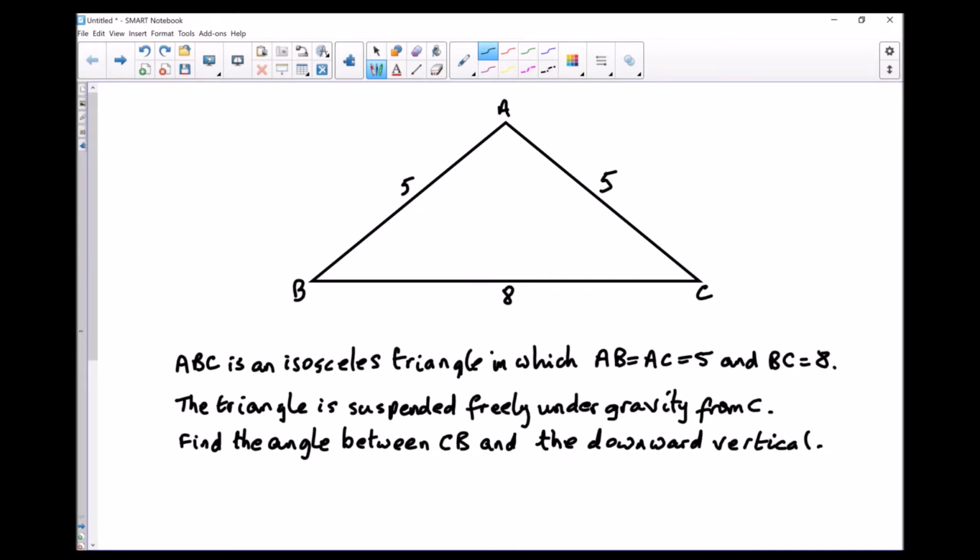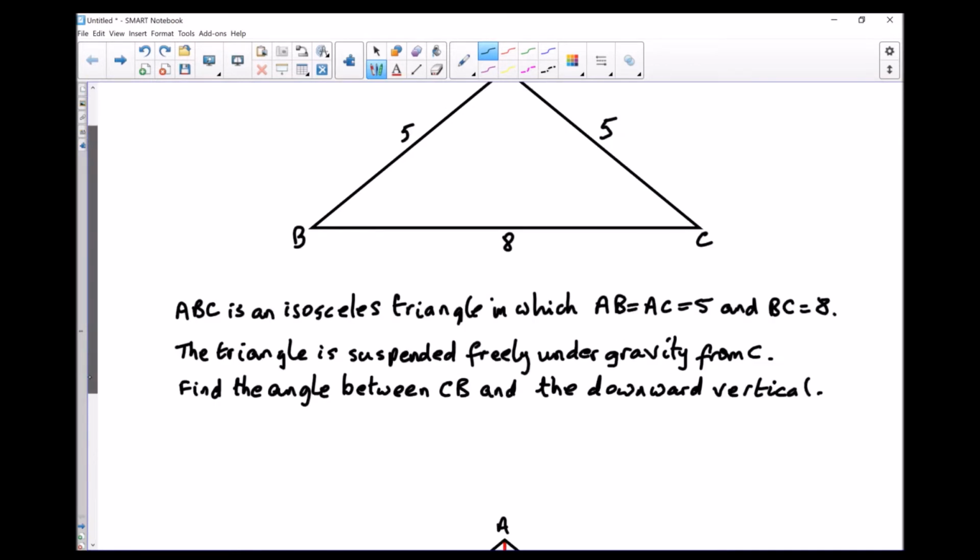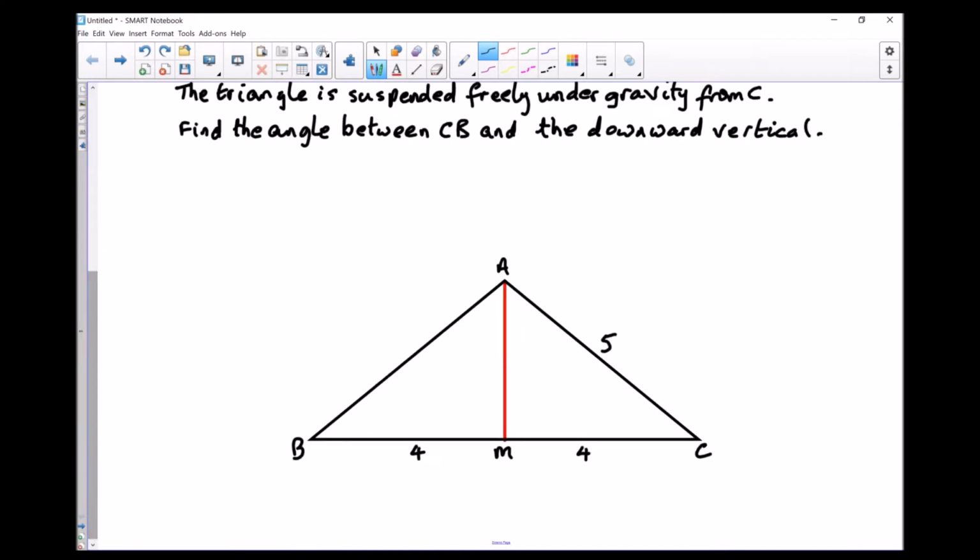Well, from what you've just seen, the center of mass, when the thing is hanging freely, will be vertically below C. So the first thing that we need to do is to find out where is the center of mass. Well, we know that the center of mass lies on a median, and we know that it lies 1/3 of the way up from the base.